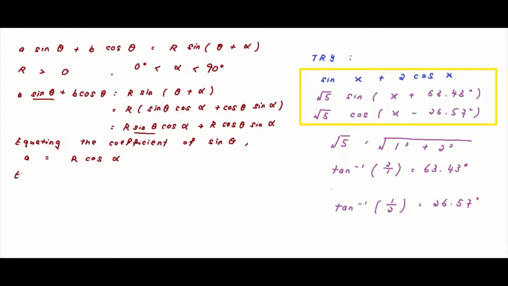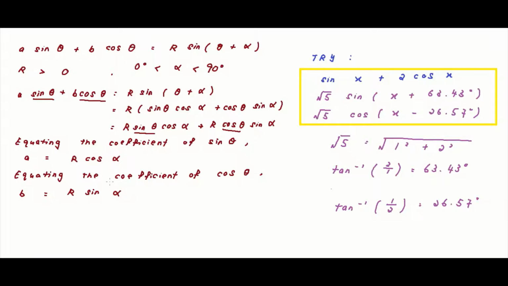Then we do the same thing for the second one. Equating the coefficient of cos theta, now I have cos theta and cos theta, so my B will be equal to R sine alpha. Okay, so now I have this already. How should I continue? Let's first find out our angle alpha.